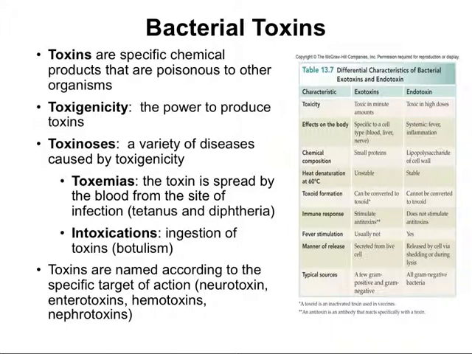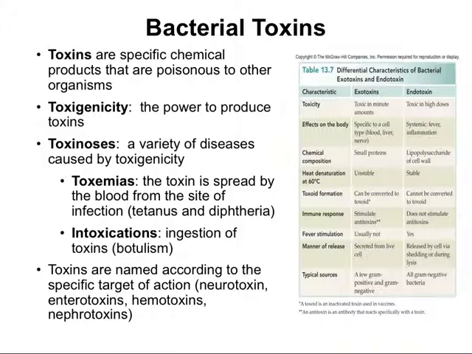Toxinoses can be broken down into two categories. Toxemias, which is where the toxin is spread by the blood from the site of infection, like tetanus and diphtheria, or intoxications, which is where the toxin has been ingested, such as in botulism. Toxins are often named according to the specific target of action.